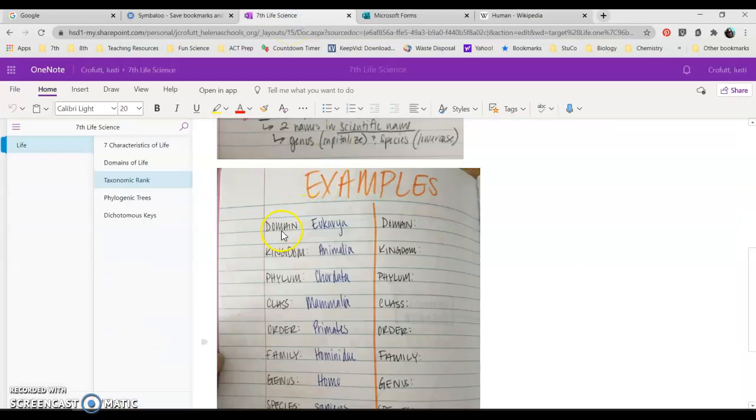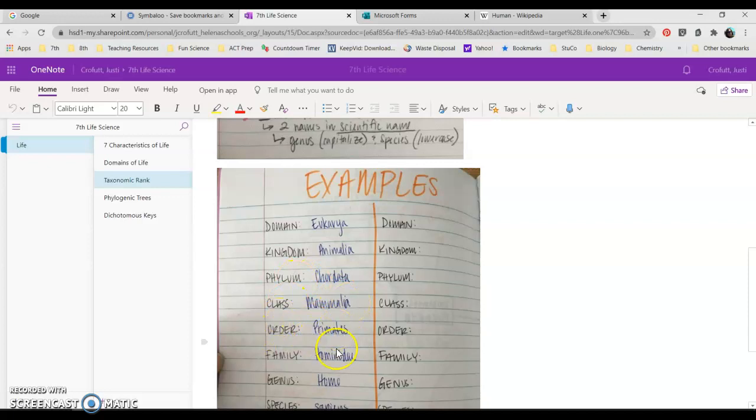Okay, so if we look at a human, it's in the domain Eukarya because it's an animal. Basically, it has complex cells, it's multicellular, and it gets food to eat. So that's why it's also in the kingdom Animalia. Phylum, Chordata, because it has a spinal cord. Class, Mammalia, because it gives live birth.